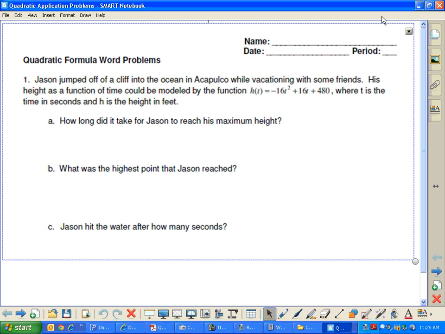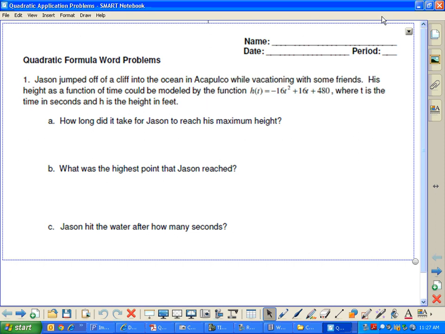So in number 1 here, Jason jumped off a cliff into the ocean, thank heavens, in Acapulco, where he was vacationing with some friends. His height as a function of time could be modeled by the function h. That stands for height. H of t, t stands for time, equals negative 16t squared plus 16t plus 480, where t is time in seconds and h is height in feet.